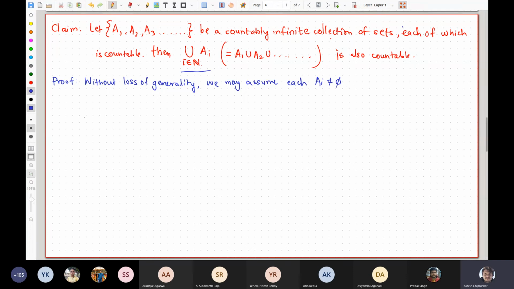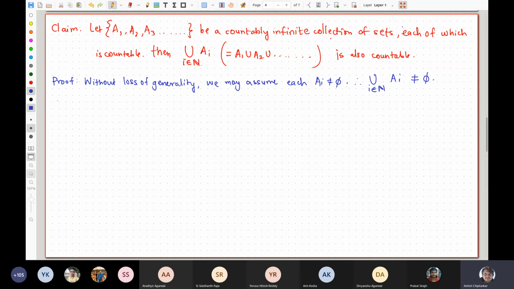So we may assume that. This statement deserves a justification; it's just so obvious that I have not written it. Now suppose each A_i is non-empty. Therefore, clearly the union over i in N of A_i is non-empty.